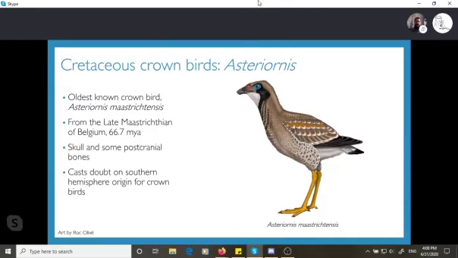We reconstructed a kind of shorebird-like ecology for Asteriornis. It came from marine sediments, but it didn't show any kind of marine adaptations. So it was probably living on the coast, picking at the shore or something like that.